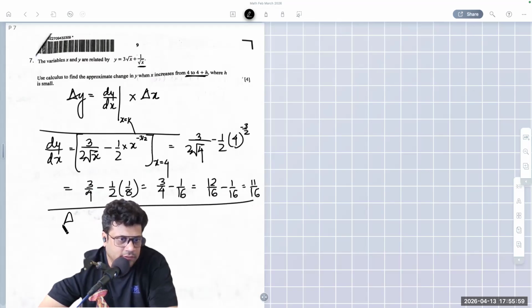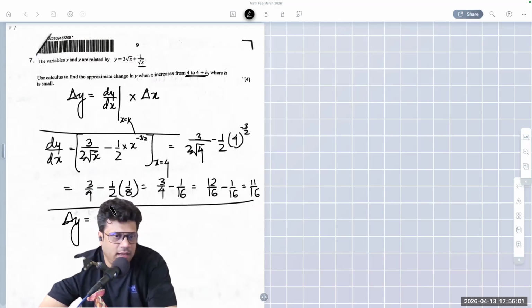Okay. So approximate change in y is going to be 11 by 16 into the change in x, which was h. So 11h by 16 is your answer for this.